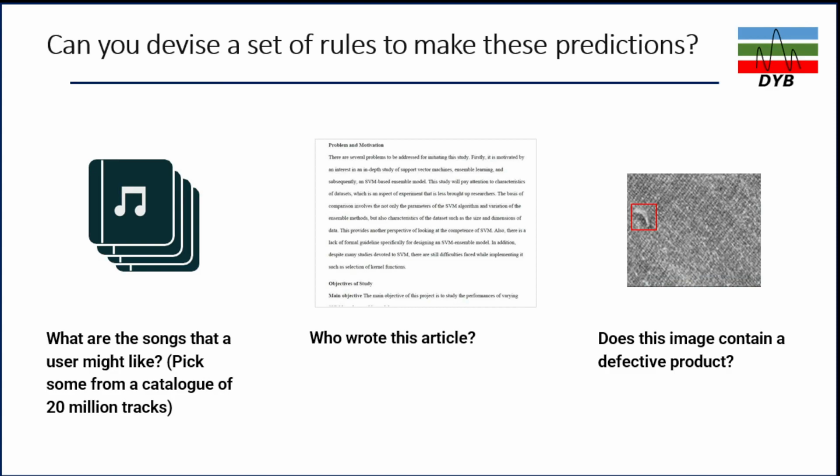And you can also devise a set of rules to make this prediction. Let's say you are looking at songs: what are the songs that a user might like to pick from a catalog of, say, 20 million? So you can define the rules. Sometimes you're looking at text, like who wrote these articles, so you just give an input based on what you are looking for. The third thing is you can also define the image. Sometimes image recognition is also used for machine learning.